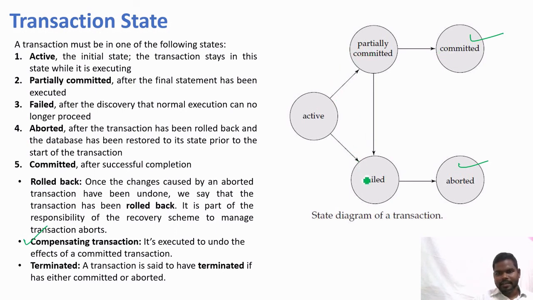A transaction can enter into the failed state if it is in the active state, in the middle of execution of its operations, or from the partially committed state. The failed state may occur due to some hardware failure, software failure, or any kind of system failure. From the failed state, the transaction enters into the aborted state. In the aborted state, the transaction has been rolled back and the database has been restored to its state prior to the start of the transaction.